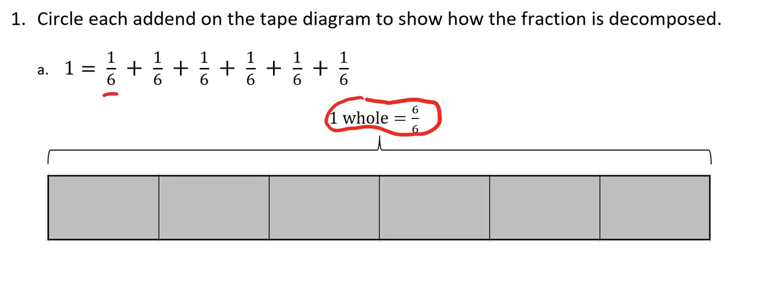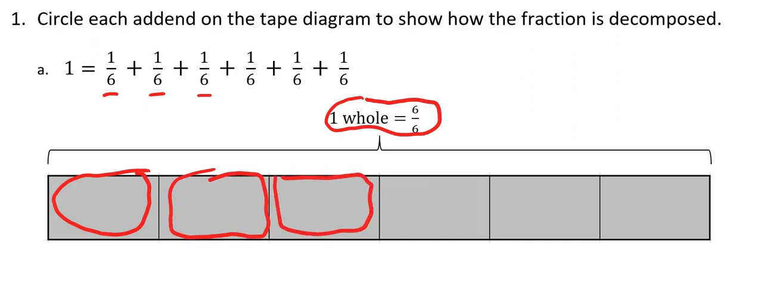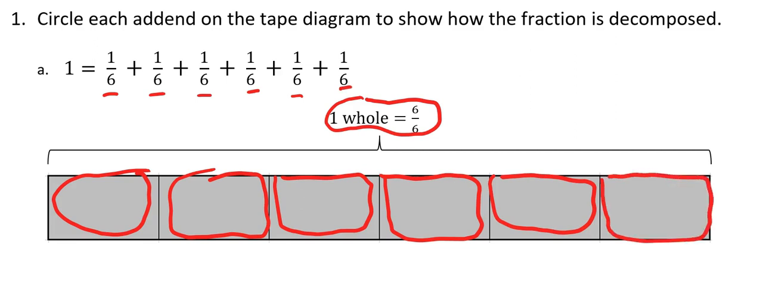So I have 1/6, and I'll circle that section. Another 1/6 for that section, a third 1/6, a 4th 1/6, a 5th 1/6, and then one more 1/6. This is showing us that one whole can be represented by adding together 1/6 6 times.